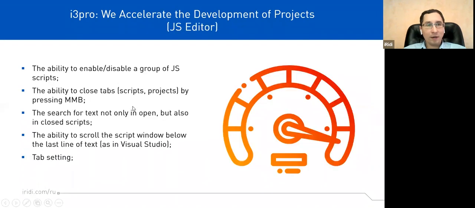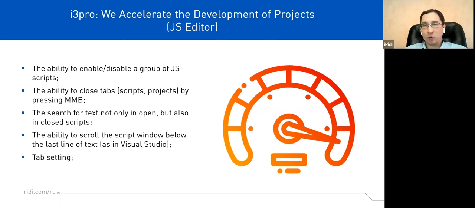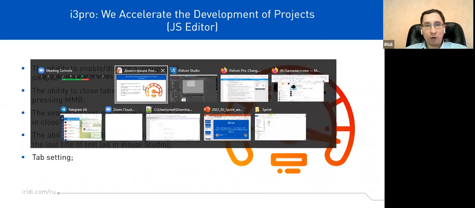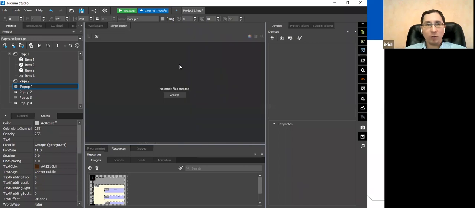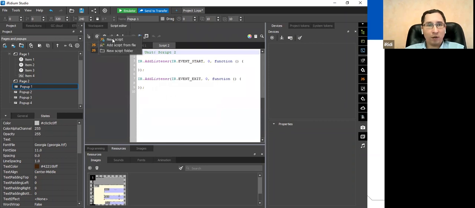The next things are about how we accelerate the development of the project with the JS editor. The first thing is the ability to disable a group of JS scripts. Of course, in your project, you can use some scripts, for example, a new script. And if you have a big project, actually, it's not about one script. I think you have a lot of different functions and different models, and of course you can use a lot of them.